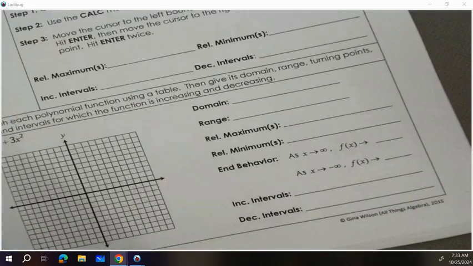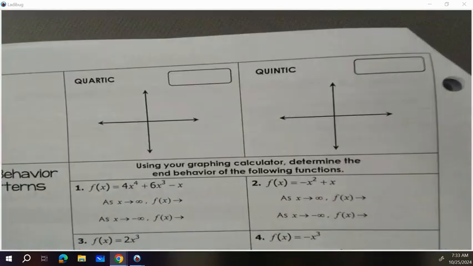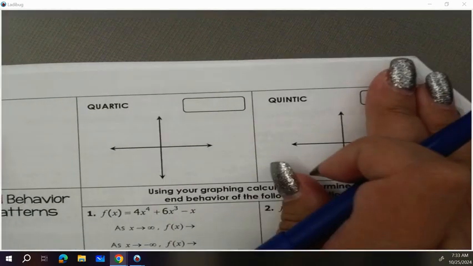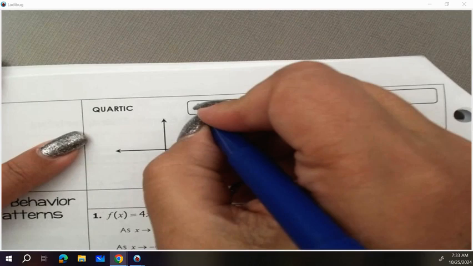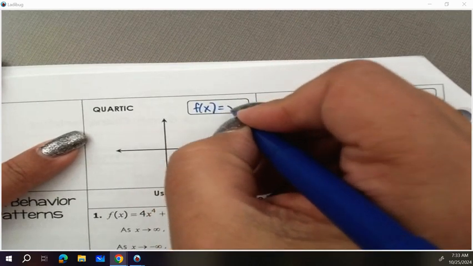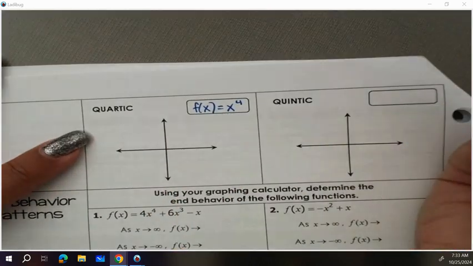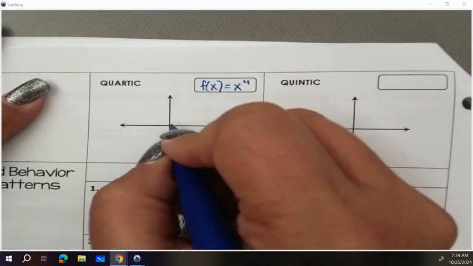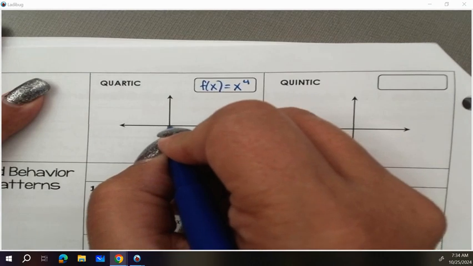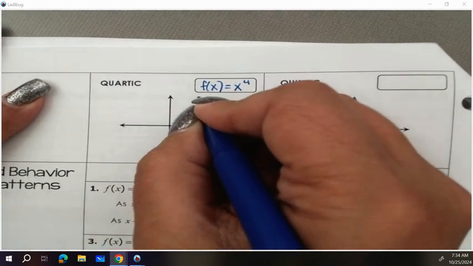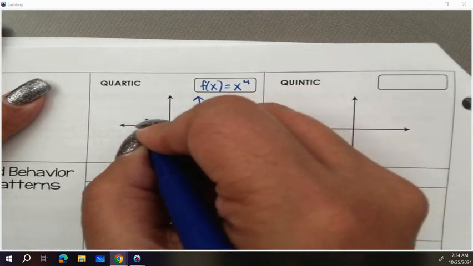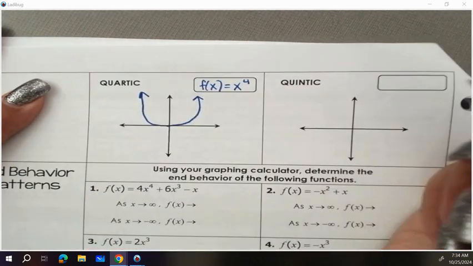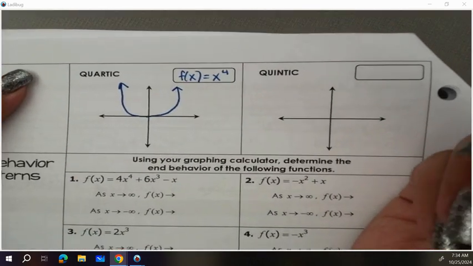Okay, let's go ahead and do what quartic and quintic look like. Our quartic function, we know, would be f of x equals x to the fourth because it has to be raised to the fourth power. And guys, if we graph something that looks to the fourth power, it looks a lot like the parabola. It's just a little bit more stretched out. So it looks a lot like a parabola.